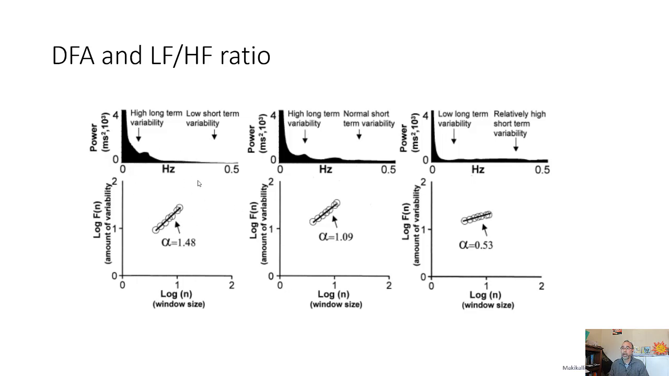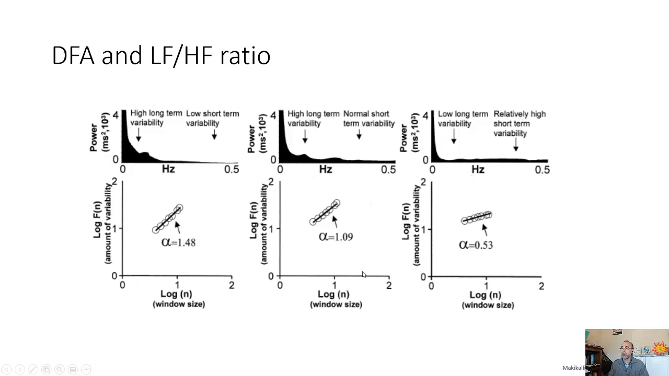On the other hand, this individual had more of a Brownian picture with higher lower-frequency power compared to the higher frequencies. And this is an individual that has more of a white noise picture where you have frequencies that are much more distributed uniformly across all the frequency ranges.